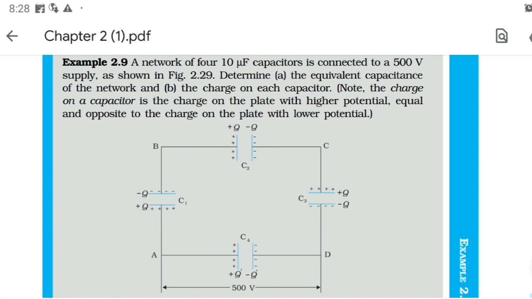Now we will discuss one problem, example 2.9. A network of 4 capacitors of 10 microfarad each is connected to a 500 volt supply as shown in the figure. Determine the equivalent capacitance of the network and the charge on each capacitor. Note, the charge on a capacitor is the charge on the plate with higher potential, equal and opposite to the charge on the plate with lower potential.